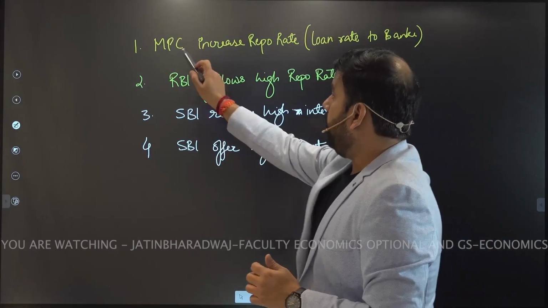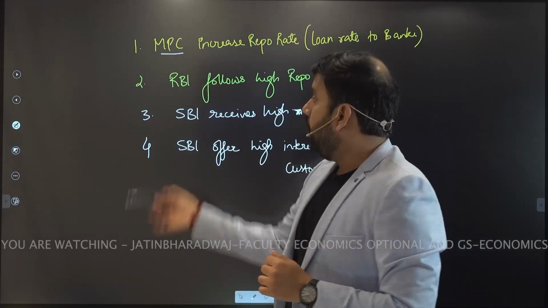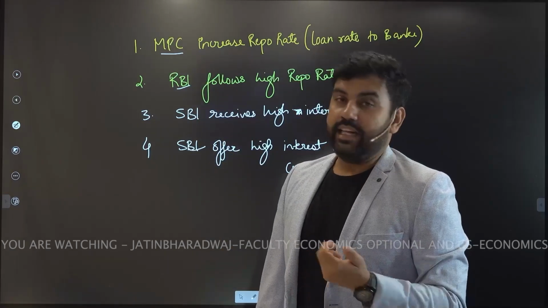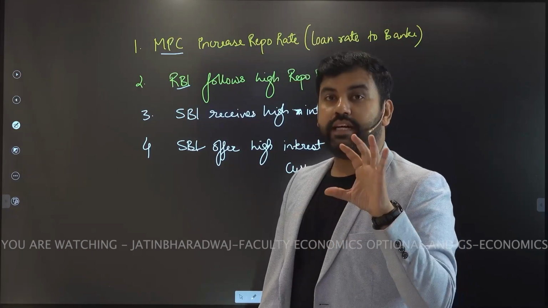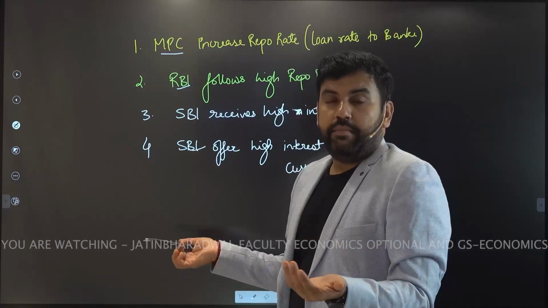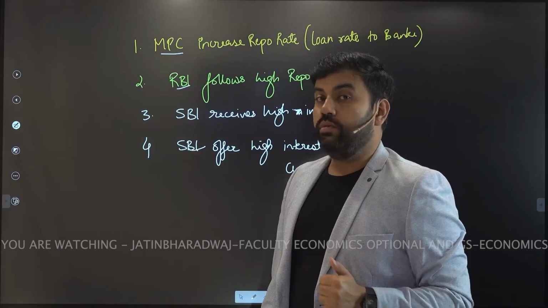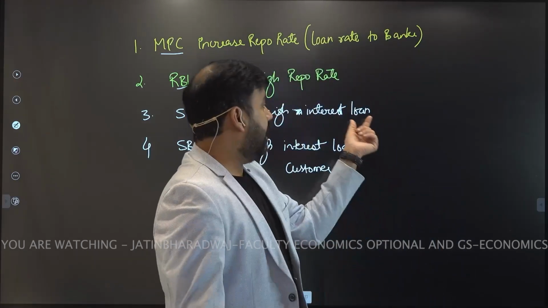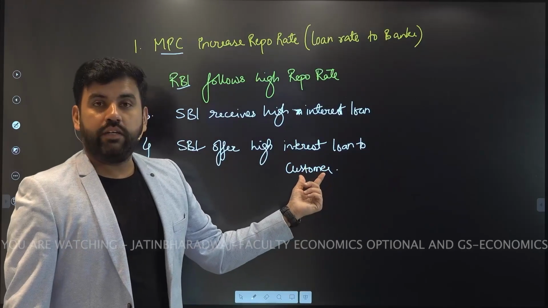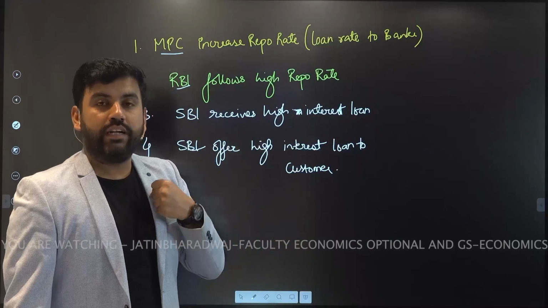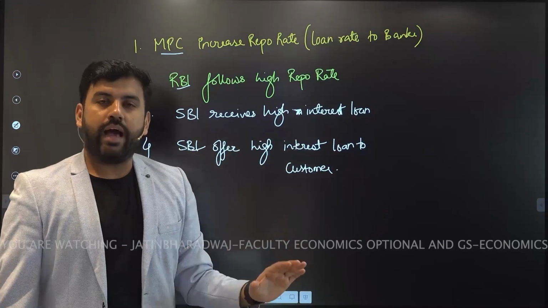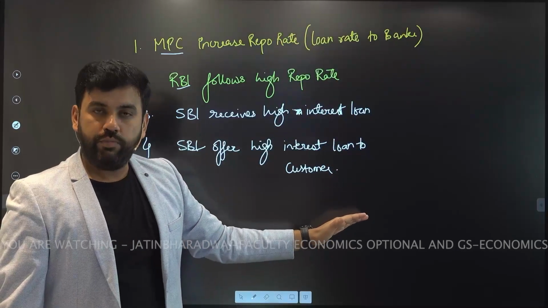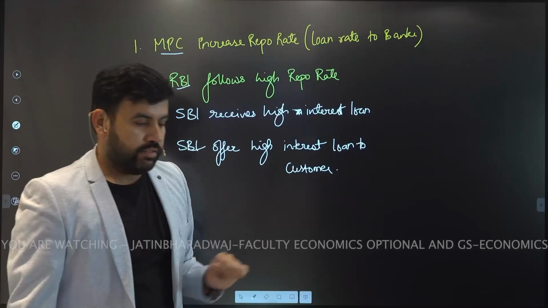Now, what if MPC increases, RBI increases, but SBI does not increase? In that case, yes, sometimes that happens, because SBI may be thinking that if it increases, it might lose the customer. So they will bear the loss, because they are getting a higher interest loan but not offering it to the customer, so that they don't lose the customer. Sometimes it happens. There is not 100% complete transmission of the monetary policy to the last targeted audience.